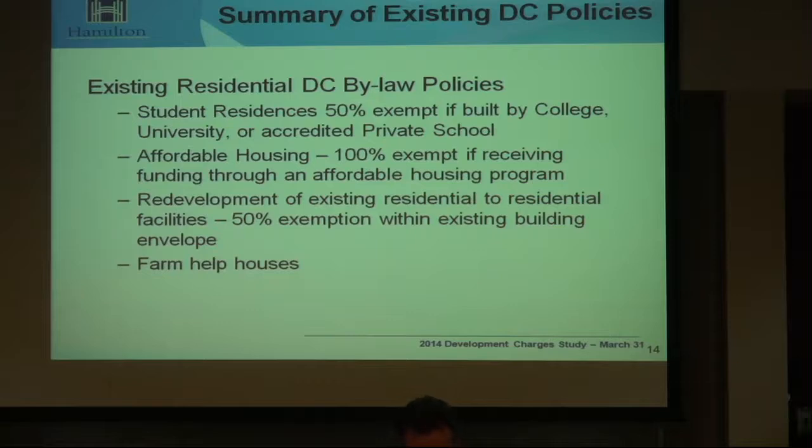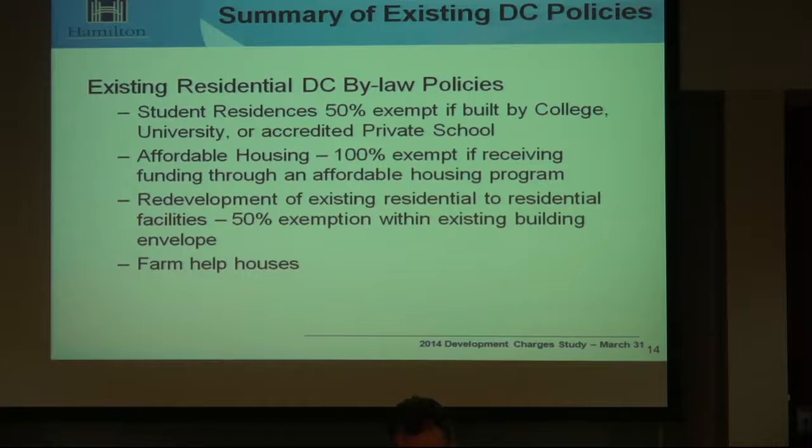For affordable housing, they receive a 100% exemption if they receive funding through an affordable housing program. That could be funding from City Housing Hamilton or a senior level of government. It excludes a lot of Habitat for Humanity projects, and that's why we've seen Habitat for Humanity come forward to council individually on a case-by-case basis.